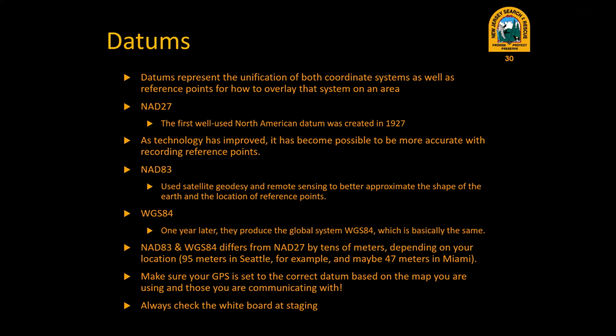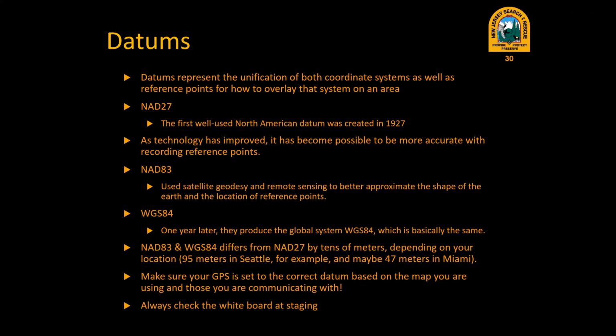Now, let's talk a little bit about datums. Essentially, datums represent a way to put the coordinate system into actual places on the globe, reference points that we use to overlay coordinate systems. There are a couple main datums that you'll probably see. The earliest one is NAD 27. It was the first well-used North American datum, and it was created in 1927.